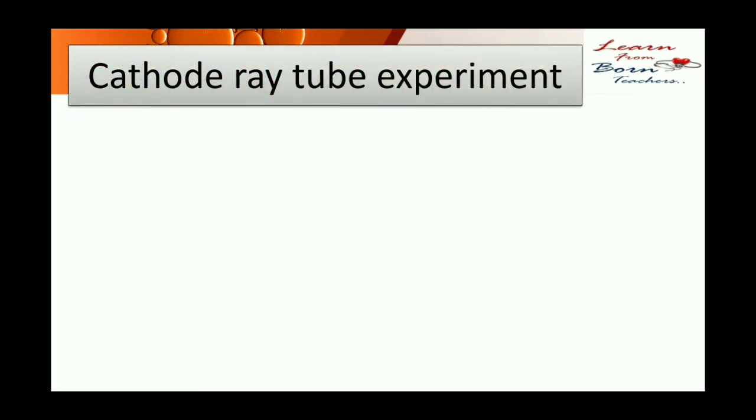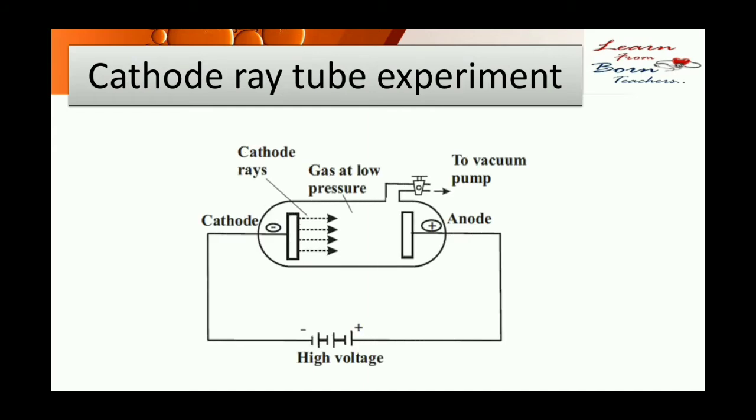J.J. Thomson conducted the cathode ray tube experiment with this apparatus. You can see a cathode and anode connected to a high voltage battery, and a gas filled at low pressure in this tube. He found that a ray is generated from the cathode and moves towards the anode. Since the anode is positively charged, he called these rays cathode rays.